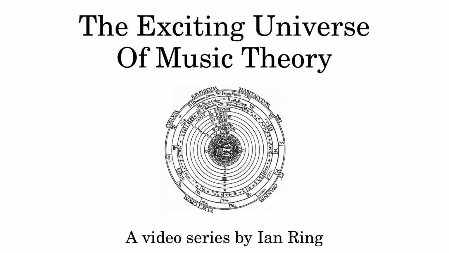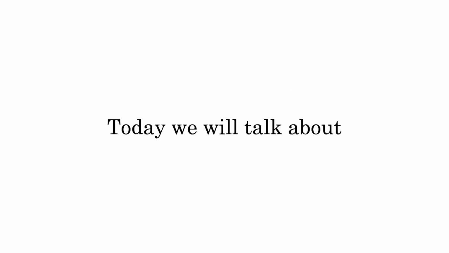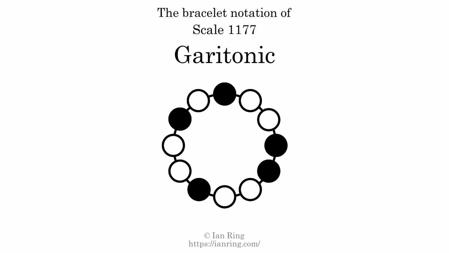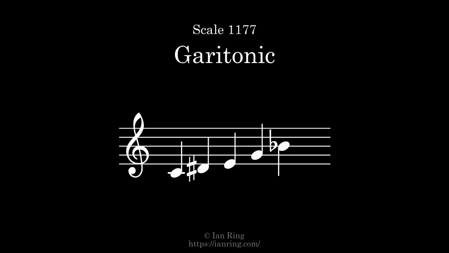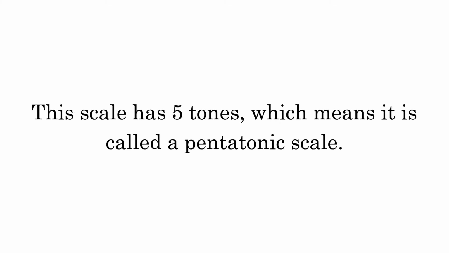Welcome to the exciting universe of music theory. Are you ready to learn? Then let's begin. Today we will talk about Scale 1177, Garitonic, which sounds like this. This scale has 5 tones, which means it is called a pentatonic scale.